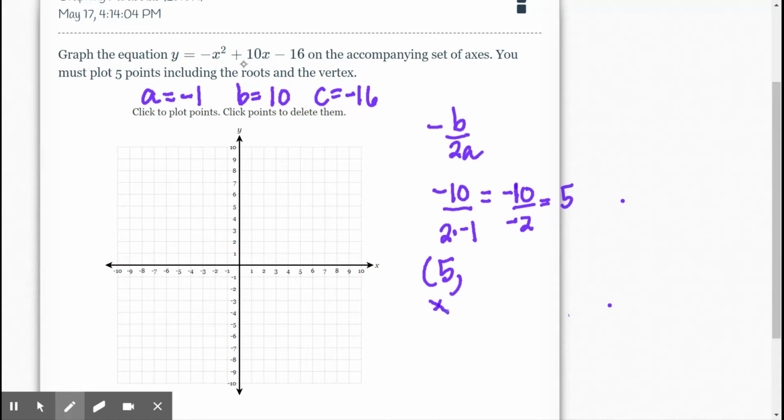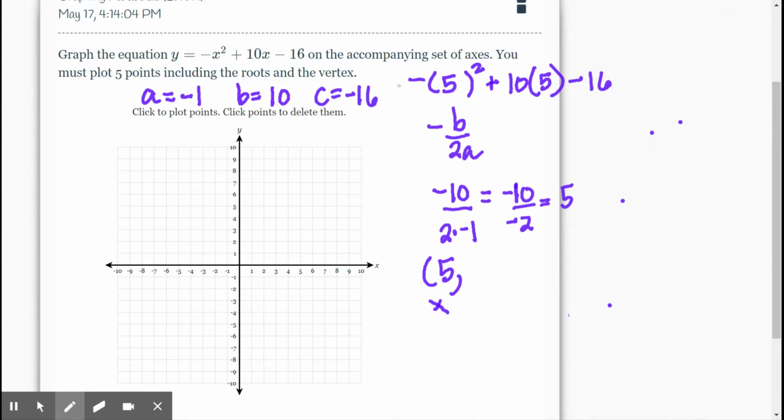Okay, so now I'm going to go up here. Now we got to be real careful with that negative in front of the x squared. So I've got negative, and then what am I plugging in for x? 5 squared plus 10 times, what am I plugging in for x? 5 minus 16. All right, so 5 squared is 25, and then it wants the negative of that.